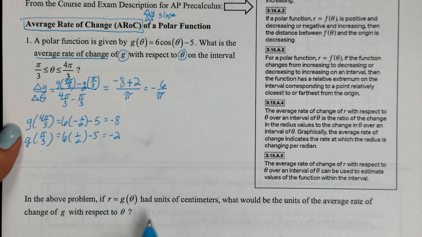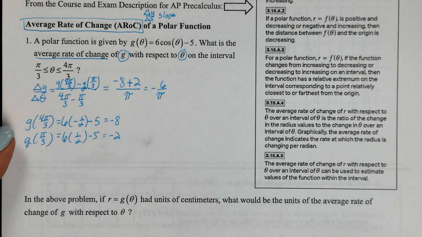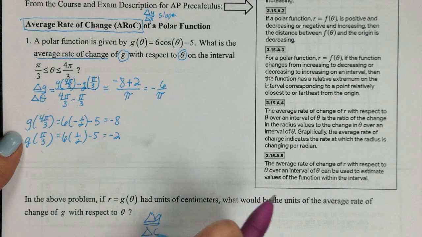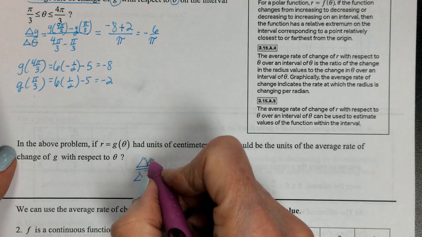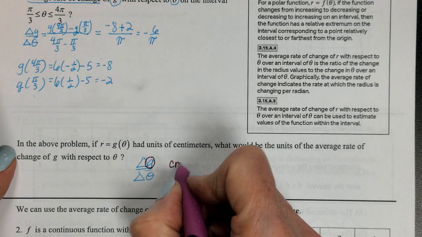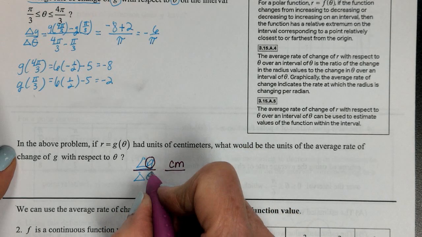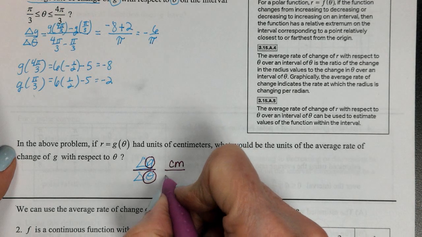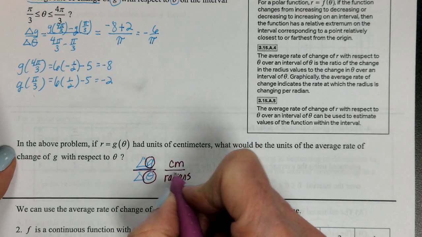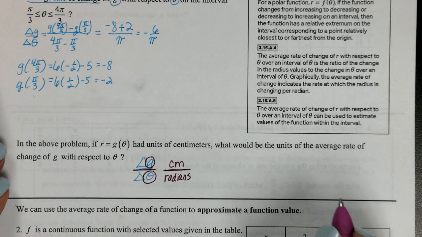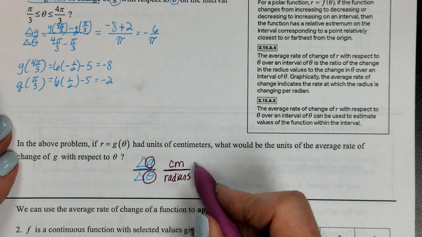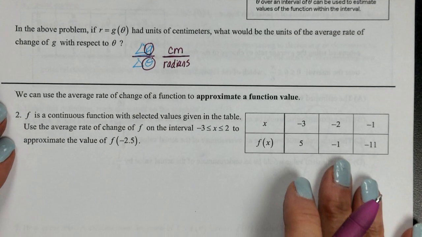Okay? If g had units of centimeters, what would be the units for that average rate of change? So we have delta g over delta theta, right? So I take units of g, which are centimeters, and I divide by units of theta, which in this course and in calculus are always in radians. We do not touch degrees in either pre-cal or calculus. So if there's a theta, it's going to be in radians. Okay? Centimeters per radian. That would be the units.